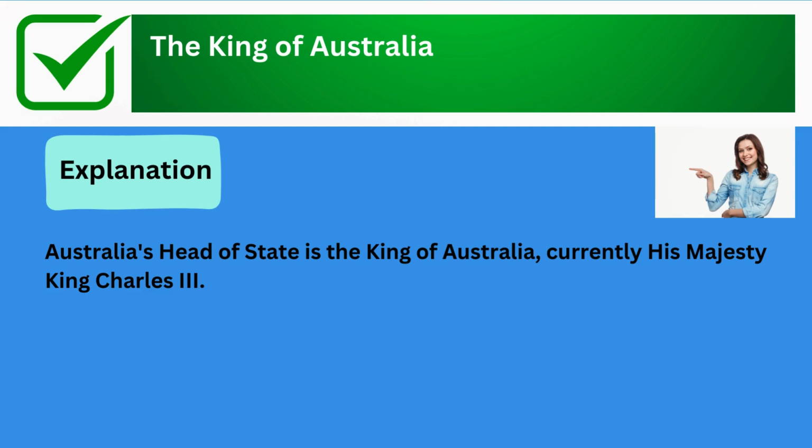The correct answer is the King of Australia. Explanation: Australia's head of state is the King of Australia, currently His Majesty King Charles III.